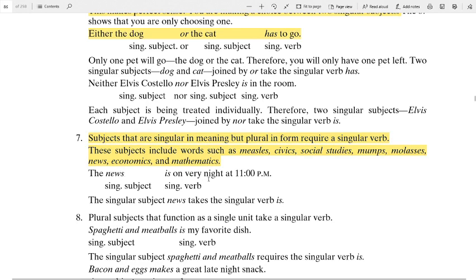So the news is on every night at 11 p.m. So here news is a singular subject. So you have to check is here, not are. Okay. Next rule, plural subjects that function as a single unit take a singular verb. Sometimes plural subjects may behave like a single unit.